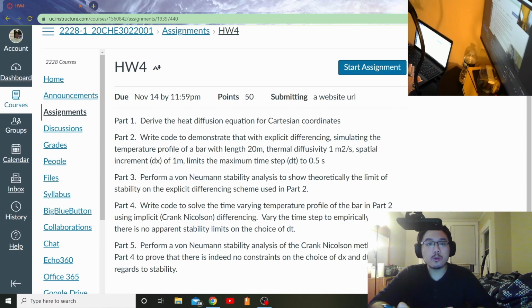Hello, and welcome to part 3 of homework 4, where I'll be performing a von Neumann stability analysis to show theoretically the limit of stability on the explicit differencing scheme used in part 2. If you haven't realized, we used a finite differencing method to derive our temperature profile for part 2, and the one that we used was an explicit method.